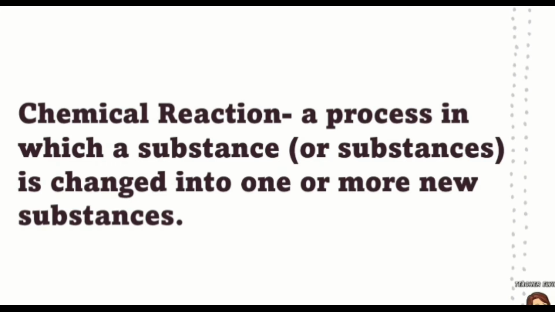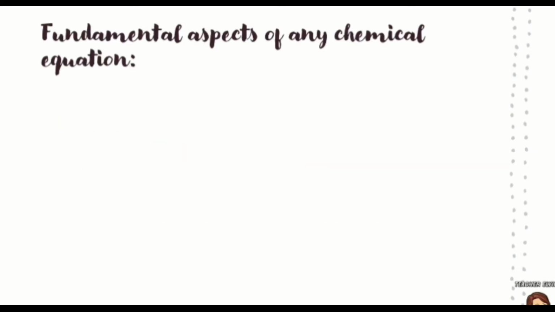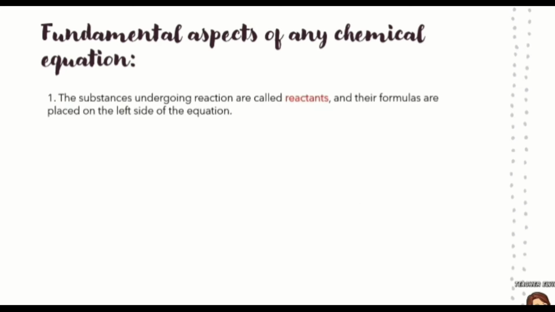A chemical reaction is a process in which a substance or substances is changed into one or more new substances. A chemical equation is a short scientific representation of a chemical reaction by using symbols or formulas of the substances involved in the reaction. Here are the fundamental aspects of any chemical equation.